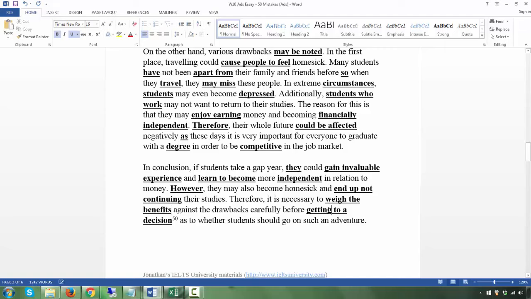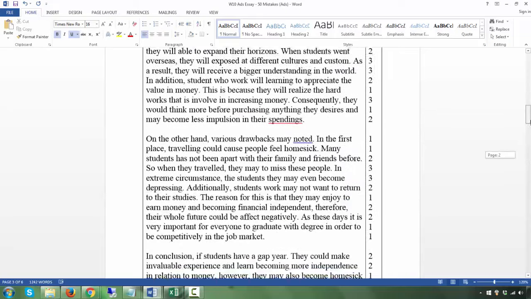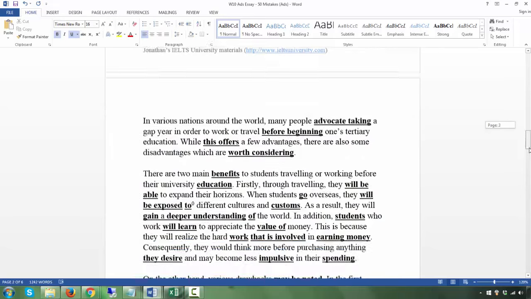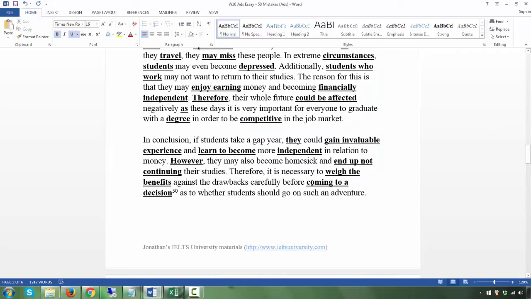Another collocation mistake: you don't get to a decision, before coming. Remember we used the word before right at the beginning, and this is used as a preposition. After a preposition comes a noun or verb ing. So there's nothing wrong with the form of the verb ing. It's actually the collocation, that you are using the wrong verb. Before coming to a decision as to whether students should go on such an adventure.